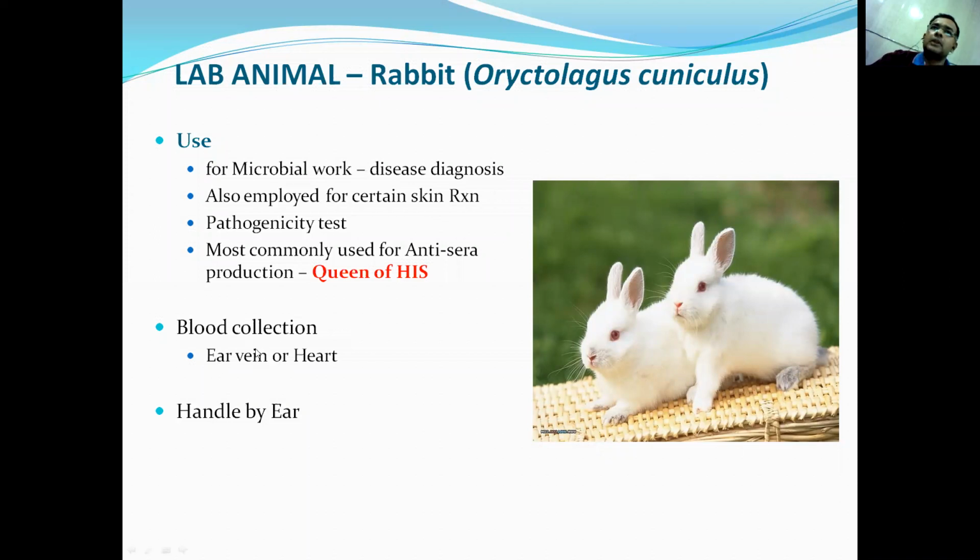They are the prominent ones. So a small amount of blood can be collected from the ear, whereas if you require a large amount, then you can go for direct heart puncture. These animals are generally handled by the ear. So you have to grasp the ear firmly, then you can handle this animal very easily.